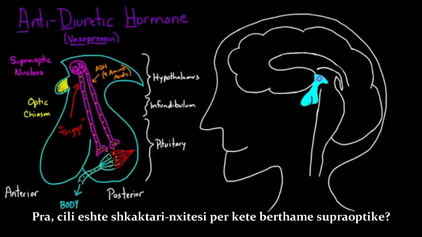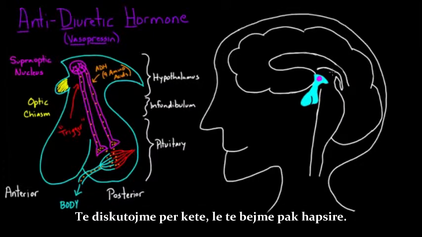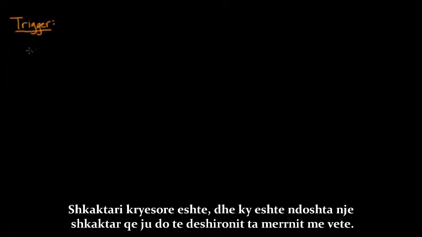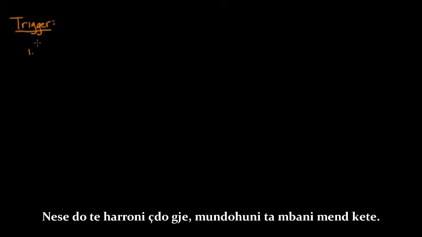So what is the trigger for this little supraoptic nucleus that I've drawn here? So let's talk about that. Let me make some space. Now we've got a clean bit of canvas. So let's talk about the triggers that our body uses to know when to fire off that ADH to get it released. So the main trigger, and this is probably the one trigger that you want to take away, if you're going to forget everything else, try to remember this one.